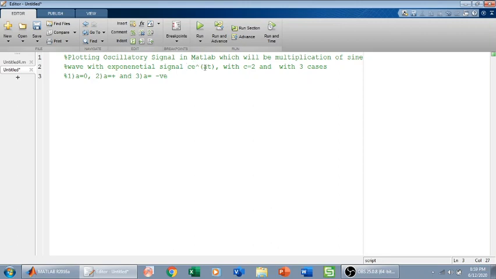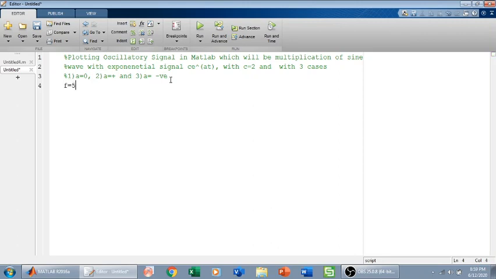The exponential signal is of the form c e power at, where c is a constant 2, and we have three different cases for a. For a equal to 0, we will have sustained oscillation when the sine wave is multiplied by c e power at. For a positive value of a greater than 1, we will have increasing oscillation, and for a negative value we will have decreasing oscillation. So let us start our code.